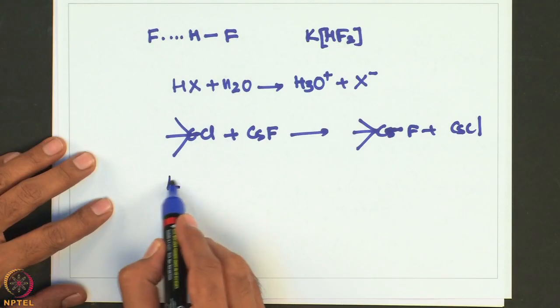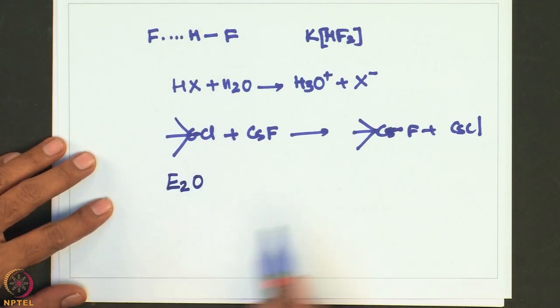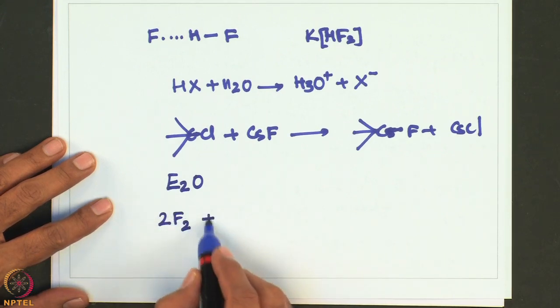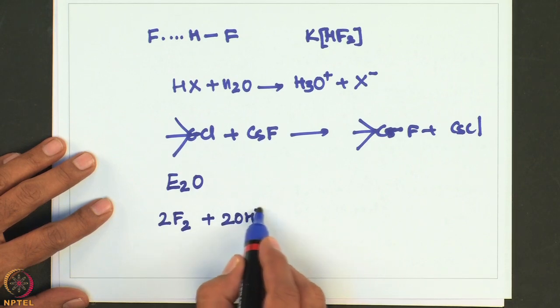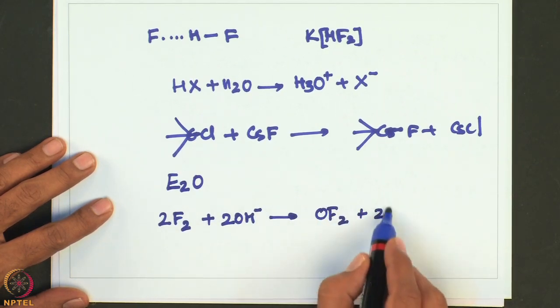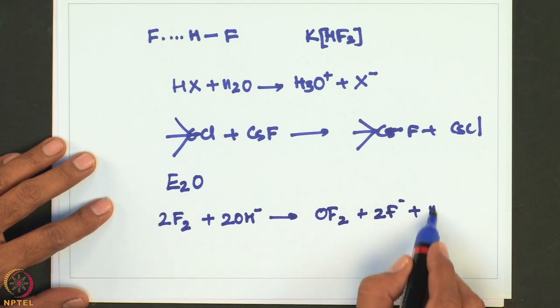All halogens form oxides. Those of iodine are the most stable, while those of bromine tend to be the least stable. And of course, all oxides of halogens are oxidizing agents, and dihalogen monoxides of this type are known, for example, E2O. The reaction gives OF2 plus 2F⁻ plus H2O.